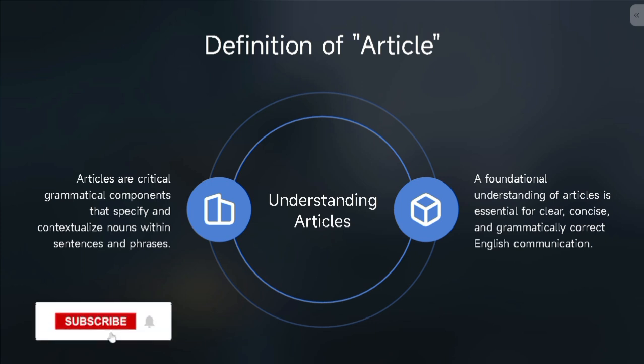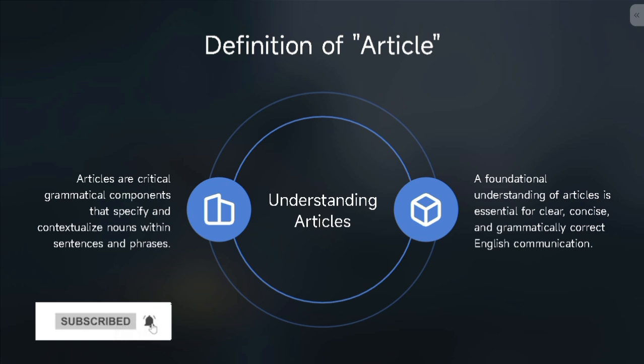So articles are basically a critical grammatical component that specify and contextualize your nouns within sentences and phrases. So basically, to simplify this statement, articles are words which are used in a sentence to give it a proper meaning and a rationale. We will go through examples in the upcoming slides, so that will help you understand this in a much better way.